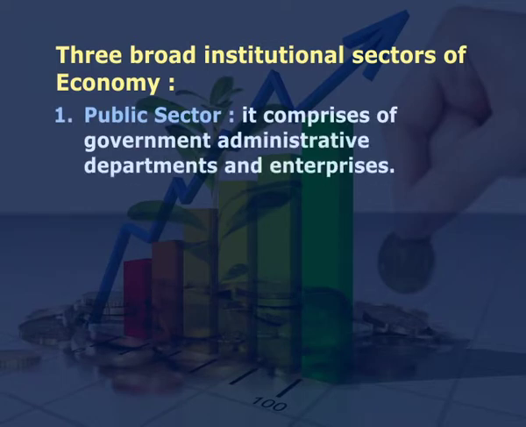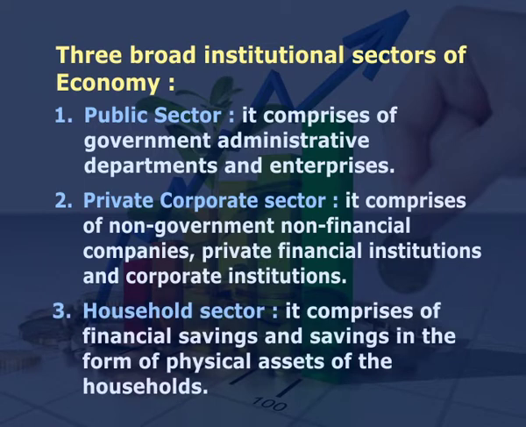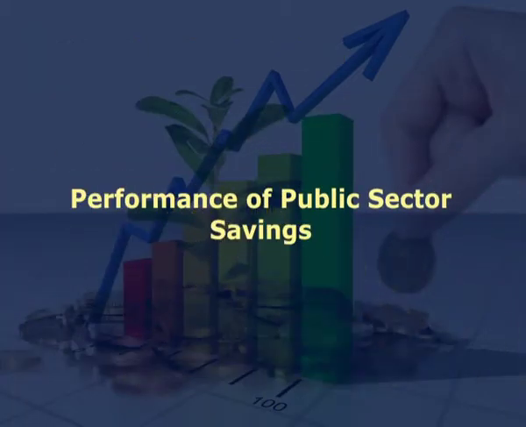For the purpose of estimating the domestic saving, the economy has been divided into three broad institutional sectors. Number 1, public sector. It comprises government administrative departments and enterprises. Number 2, private corporate sector. It comprises non-government, non-financial companies, private financial institutions and corporate institutions. Number 3, household sector. It comprises financial savings and savings in the form of physical assets of the households. Now friends, let us have a look at the performance of public sector savings.